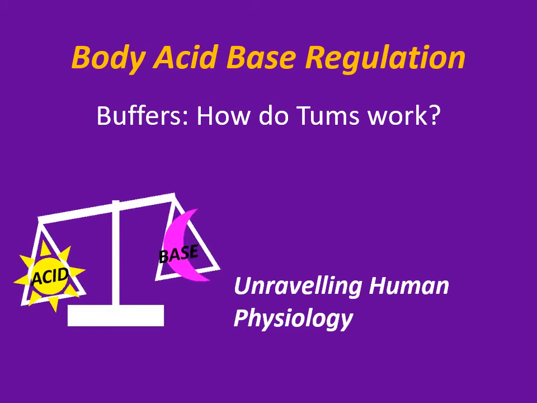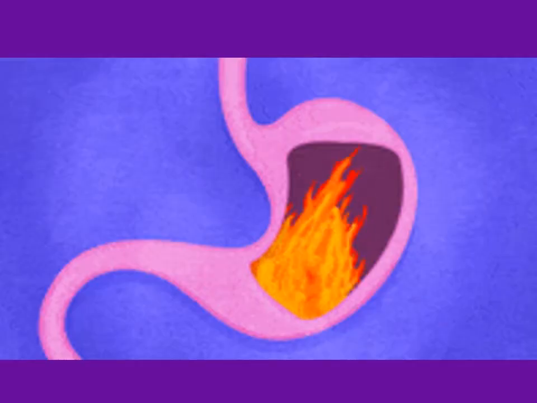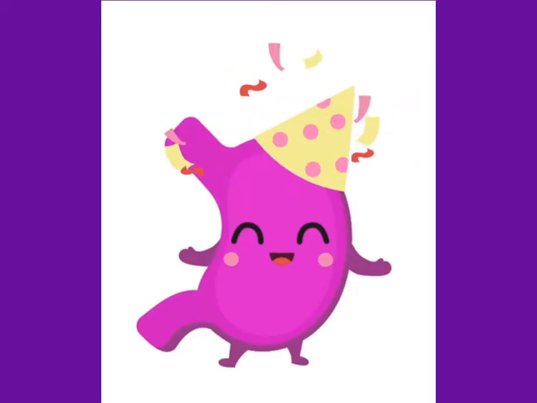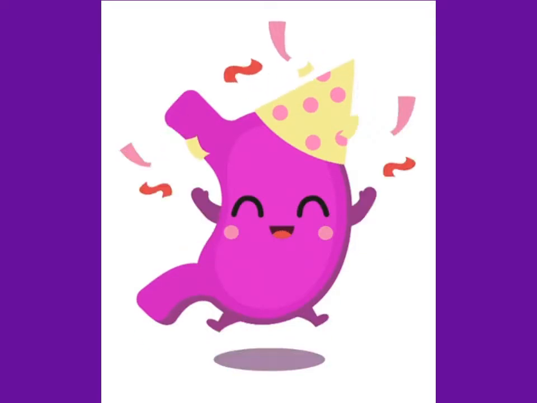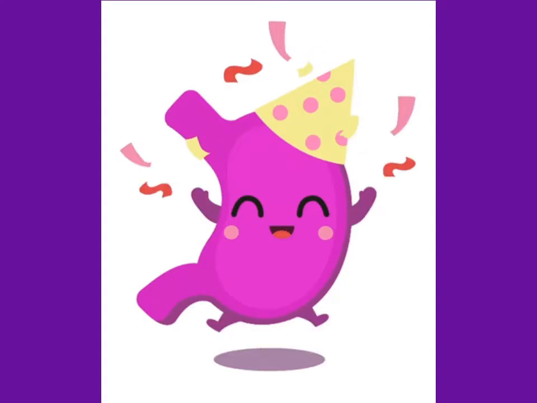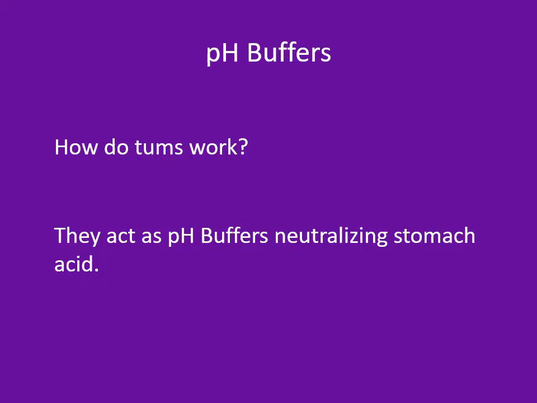Today we are going to talk about buffers. Have you ever suffered stomach heartburn? The pain of having something like burning inside your stomach? Then you take some Tums and ooh, the relief! There's no more heartburn anymore. No more burning feelings. So, how are Tums working? The problem with your stomach is that you are producing too much acid, and Tums are a buffer that act neutralizing stomach acid. When stomach acid is neutralized, you don't feel that heartburn anymore.